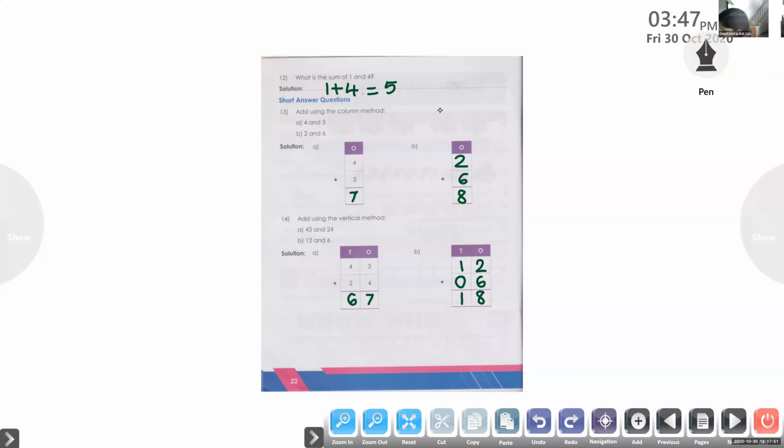So the remaining questions, question number 15 onwards, we will do tomorrow. And please be ready with a crayon, any one color.